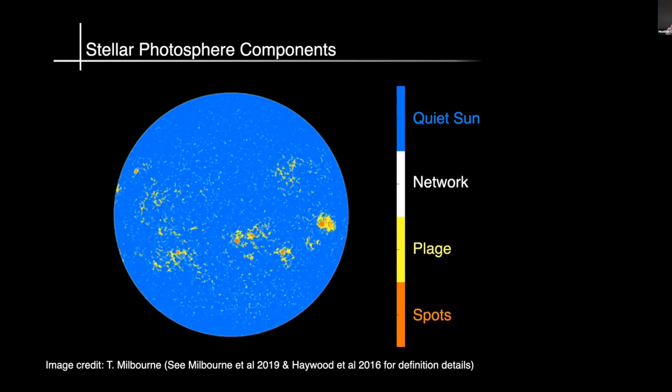And then weaving in between that is this magnetic network, so higher magnetic field there. And then if you go a bit more magnetic field, you'll get to these plage regions in yellow here. And then a bit more on top of that, you can find these spots, which are highlighted there in orange. And I'll walk you through the physics for each of those.